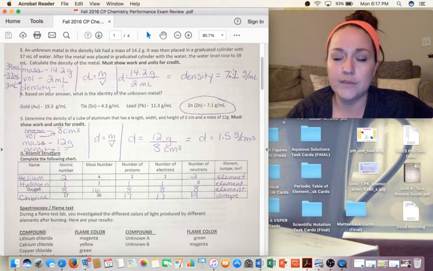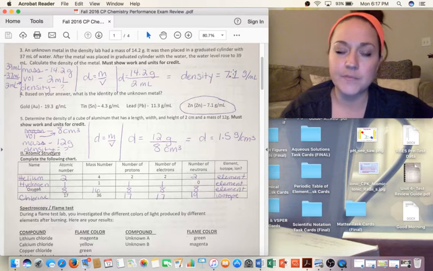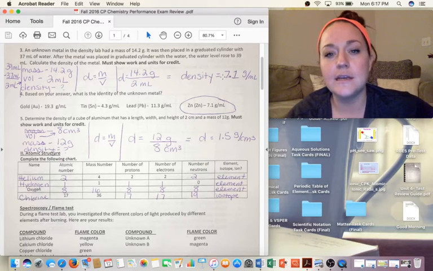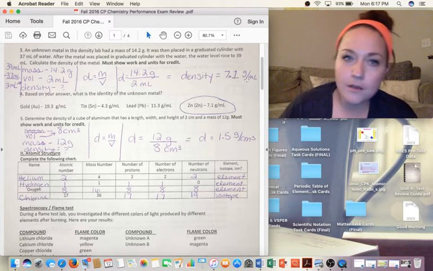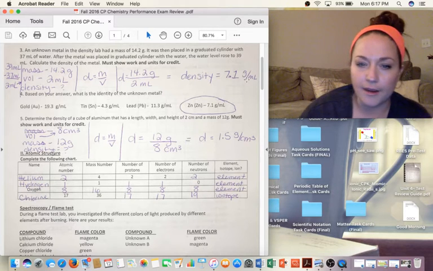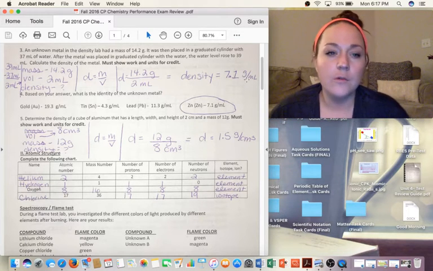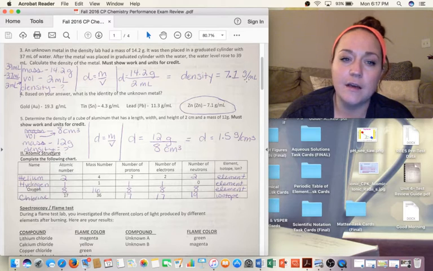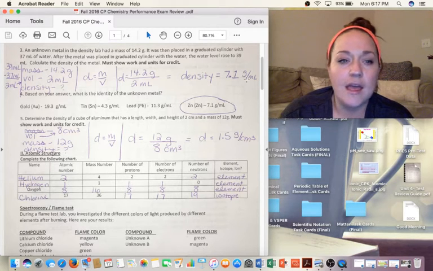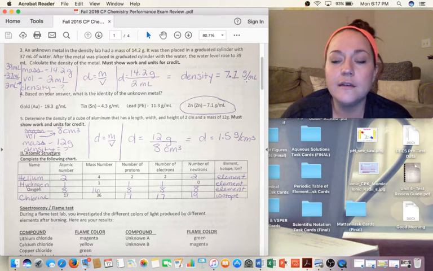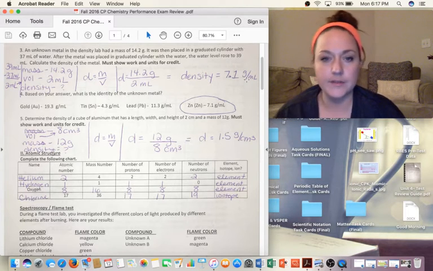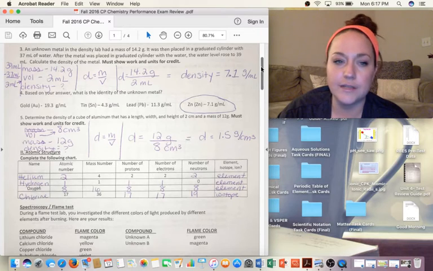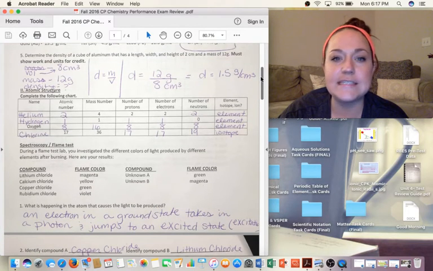You always, always, always follow with a unit. So in this case, the answer is 7.1 grams over milliliters. So question 4 asked you basically to compare the information that you had with the 4 different types of metals that they have below, and Zn is a match for our 7.1 grams over milliliters. So hopefully you guys got the right answer on that and are able to see that.